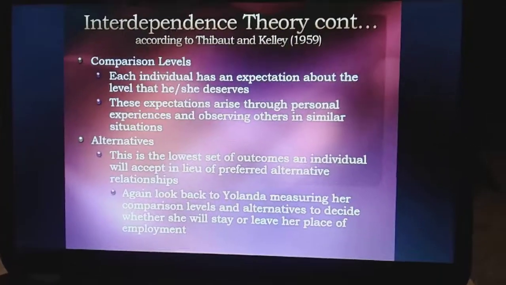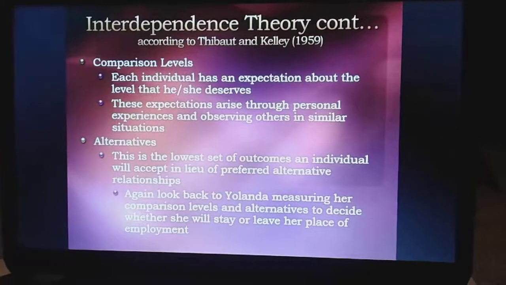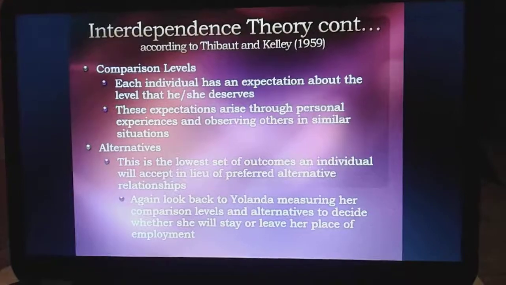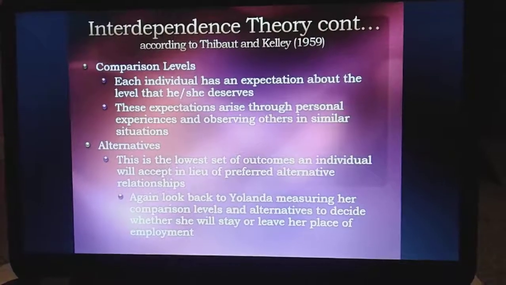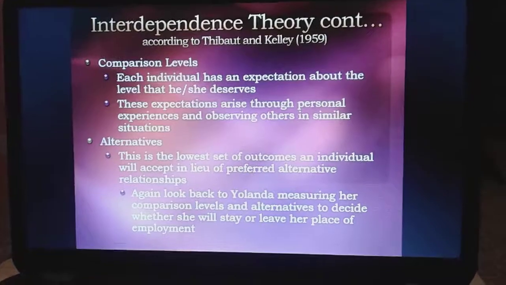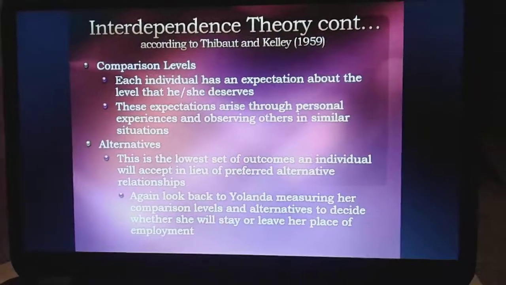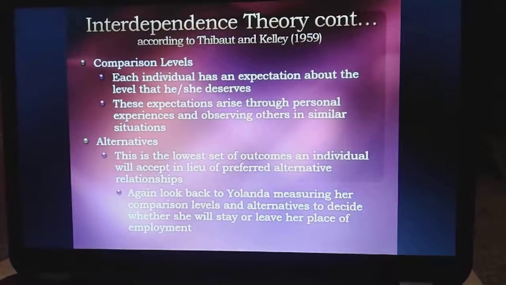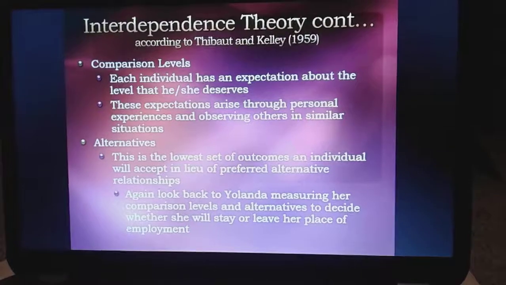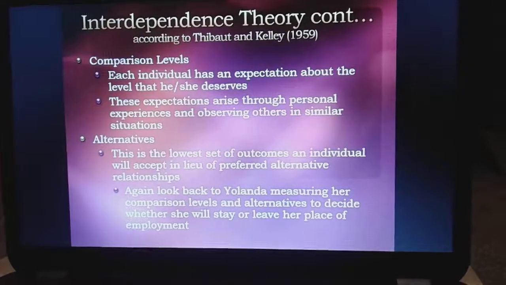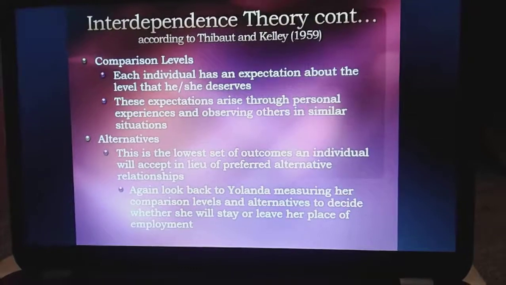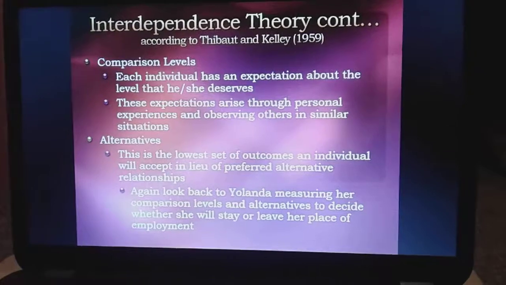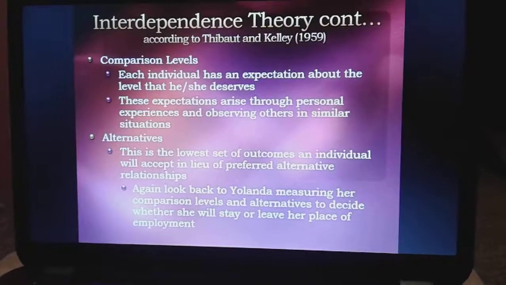Now we're going to look at comparison levels. Each individual has an expectation about the level that he or she deserves. These expectations arise through personal experiences and observing others in similar situations. If we don't find these comparison levels, we might turn to comparison level alternatives. This is the lowest set of outcomes that an individual will accept in lieu of the preferred alternative relationships. Again, we look back to Yolanda. She's measuring her comparison levels and alternatives to decide whether she will stay or leave her current place of employment.